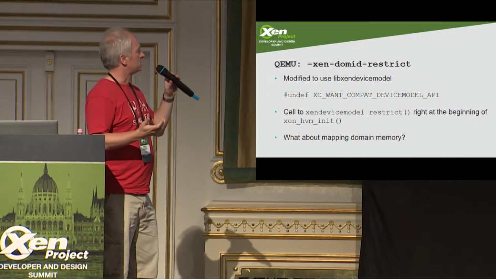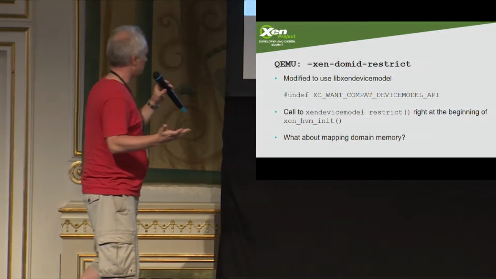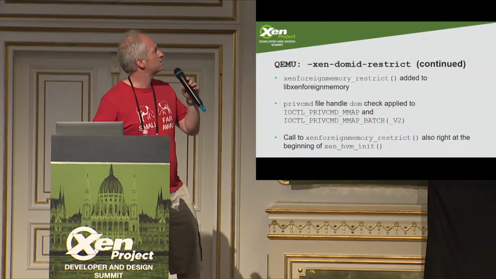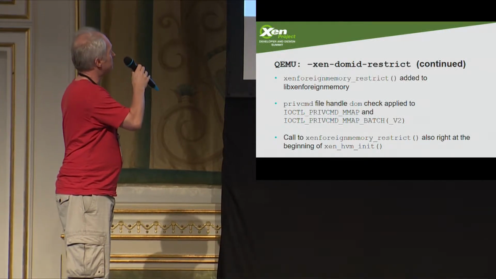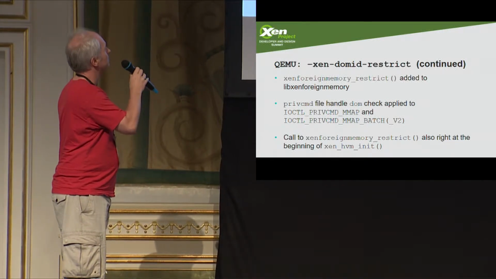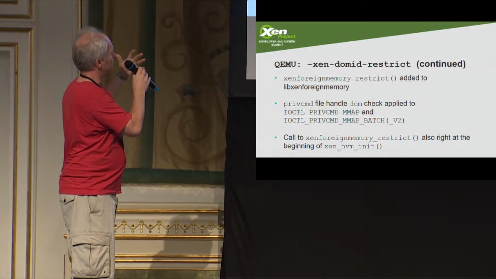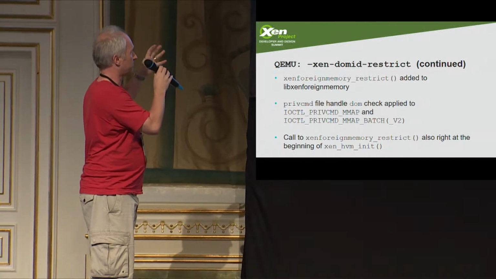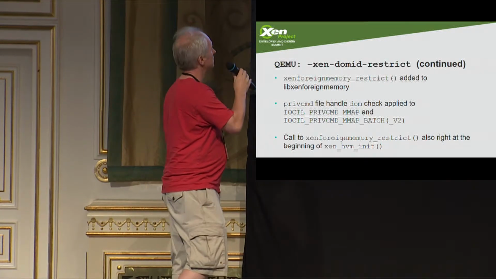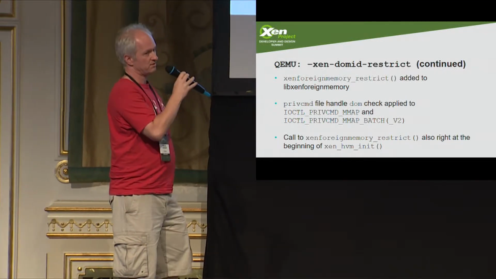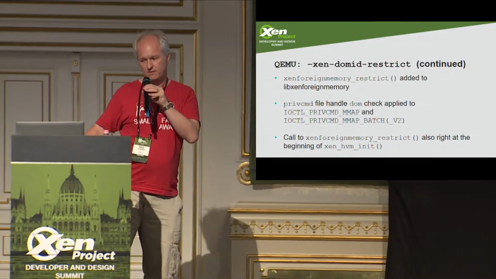But there was one other thing, which is obviously QEMU needs to map domain memory to essentially emulate things like DMA. So we had to add something for that. There is also a new call in libxenforeignmemory called xenforeignmemory_restrict. It's analogous to xendevicemodel restrict. Once that is called, privcmd restricts mmap and mmapbatch, v1 or v2, IOCTLs to the nominated target domain that's now linked to the file handle. Xenforeignmemory restrict is also called right at the beginning of XenHVM init, right next to xendevicemodel restrict, and so it locks down that particular part of the API as well.